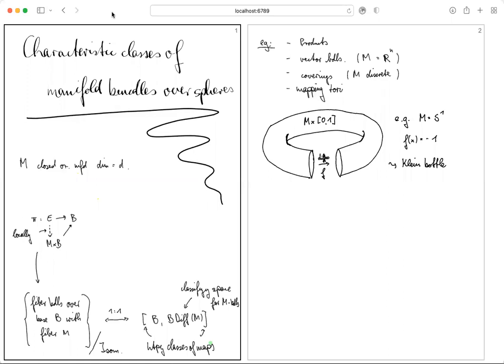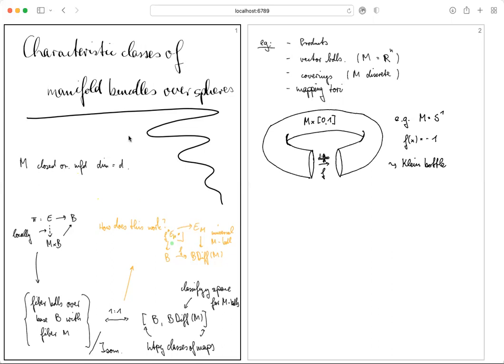I will say a few words about this classifying space in a second, but let me first tell you how this correspondence works. You start with your map from B to this magical space B Diff(M). And it turns out that the space B Diff(M) comes equipped with something else, namely a universal bundle, called the universal bundle. If I have this map f, then this correspondence works by sending the map f to the pullback bundle f* E_M.